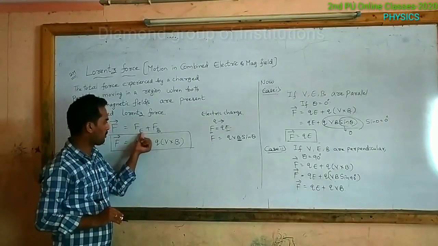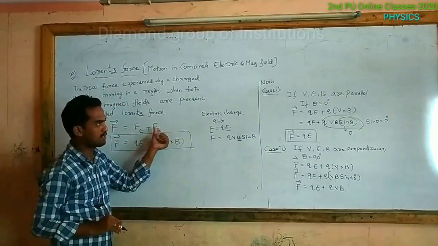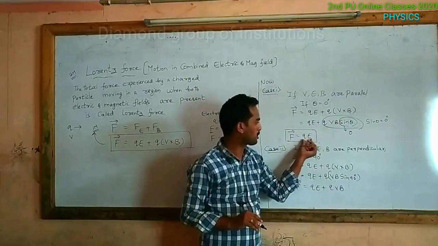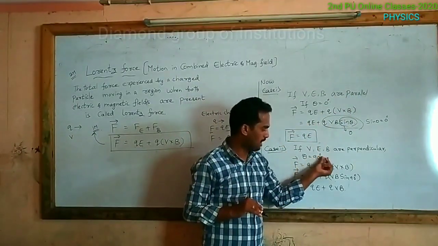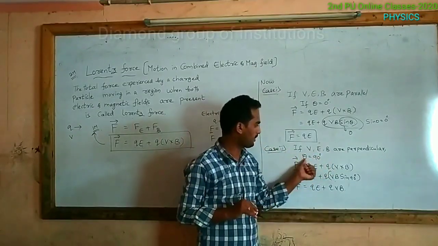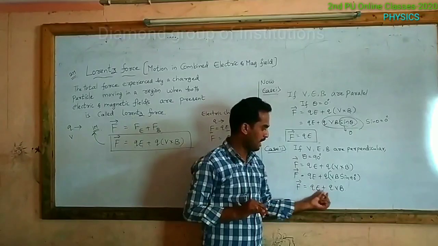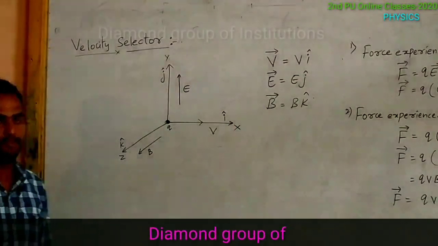This QE is regarding the electric field, Q into V cross B is due to the magnetic force, and when parallel the force becomes QE, that is only due to the electric field. In case 2, if theta equals 90 degrees, then both electric as well as magnetic force will exist, which is the Lorentz force.